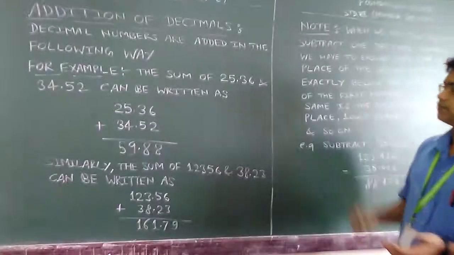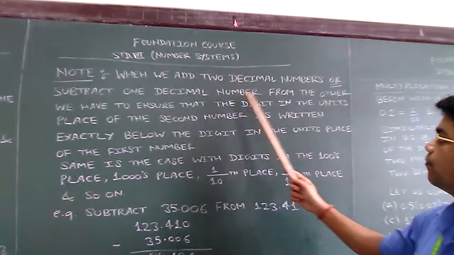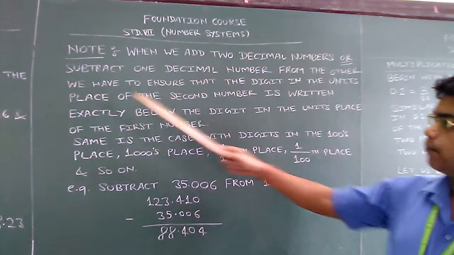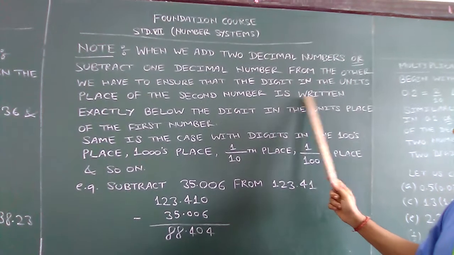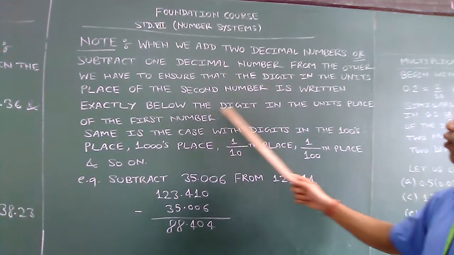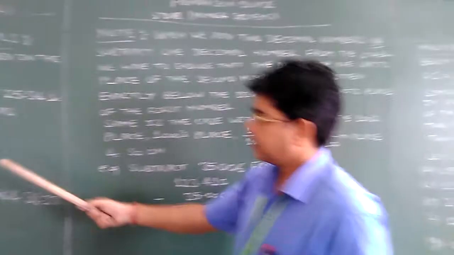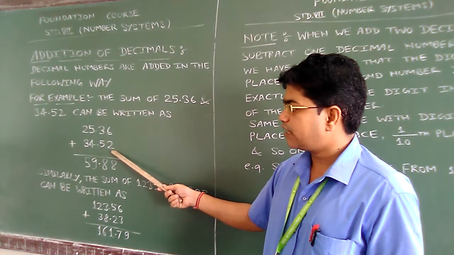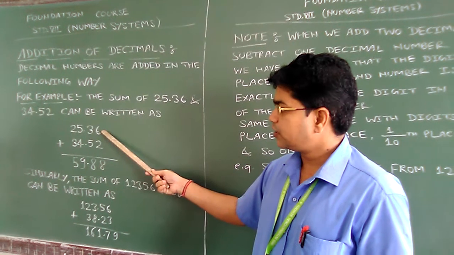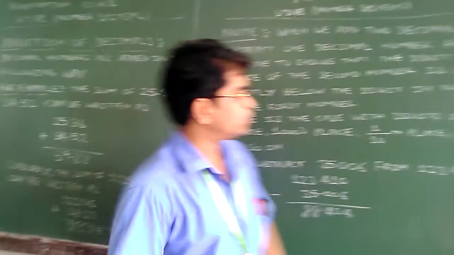The answer lies ahead. Note that when we add two decimal numbers or subtract one decimal number from the other, we have to ensure that the digit in the unit place of the second number is written exactly below the digit in the units place of the first number. See here, the digit in the unit place of second number is written just below the digit of the unit place of the first number. So this is a very important point.